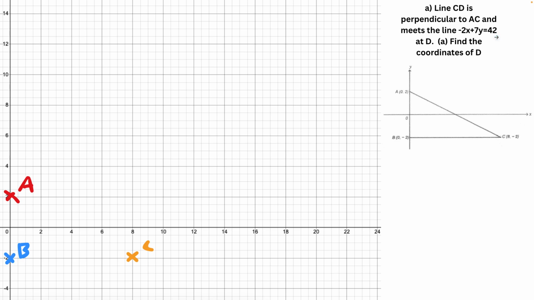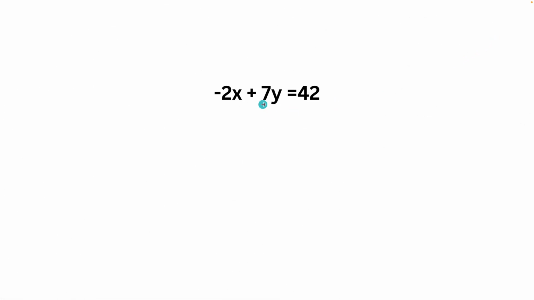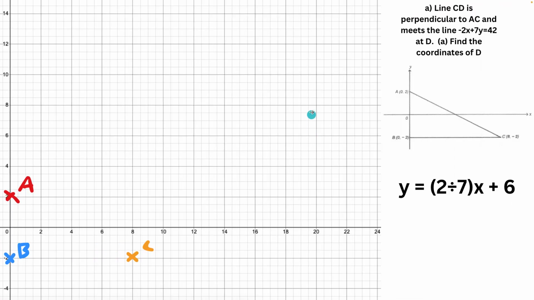y equals mx plus c. So let's do that. First, we move the negative 2x over. So 7y equals 2x plus 42. Then we divide by 7 on both sides. So y equals 2 over 7x plus 6. 42 divided by 7 is 6. Now that we have this, we can plot it out on our graph. This is 2 over 7. 7 to 2, 7 to 2, 7 to 2, and then plus 6, so 6.